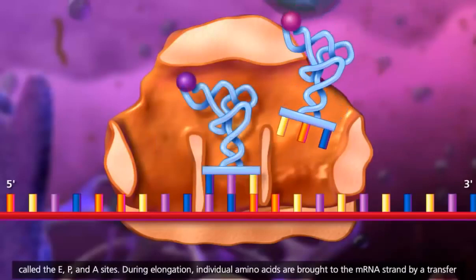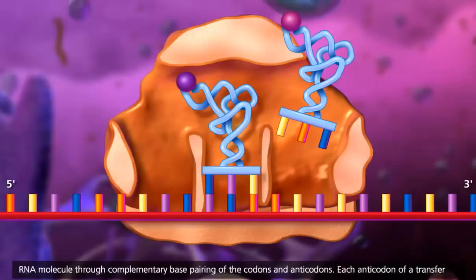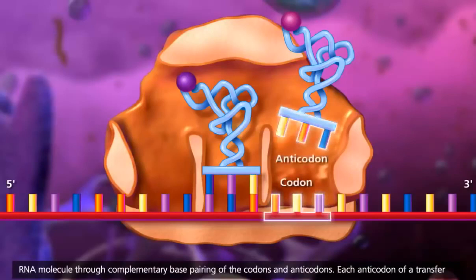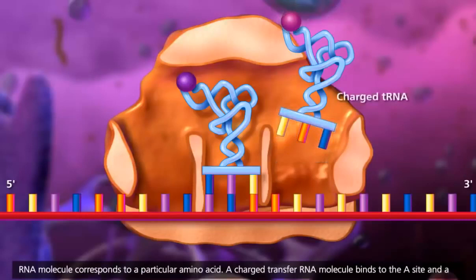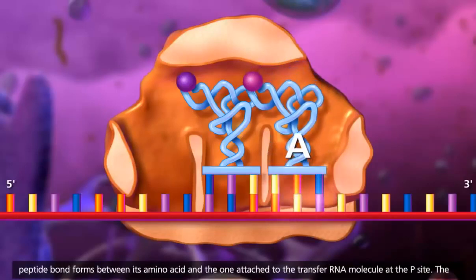individual amino acids are brought to the messenger RNA strand by a transfer RNA molecule through complementary base pairing of the codons and anticodons. Each anticodon of a transfer RNA molecule corresponds to a particular amino acid. A charged transfer RNA molecule binds to the A site, and a peptide bond forms between its amino acid and the one attached to the transfer RNA molecule at the P site.